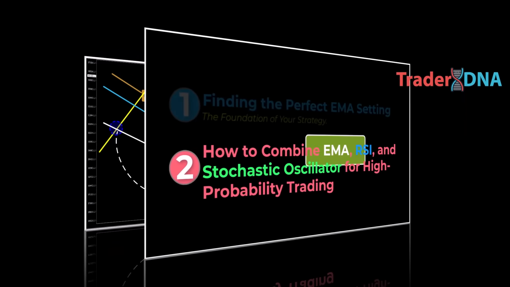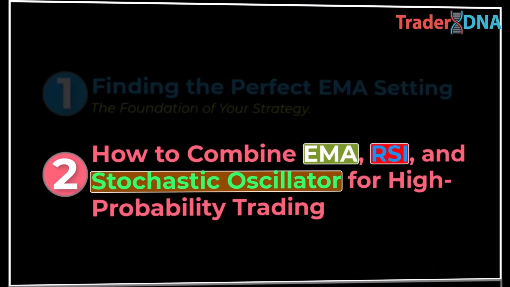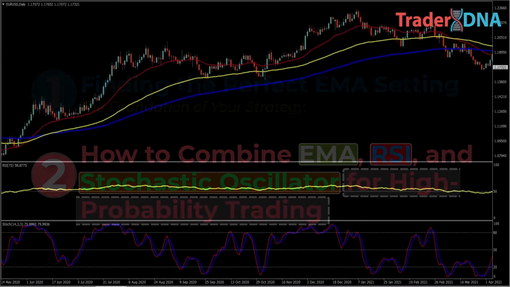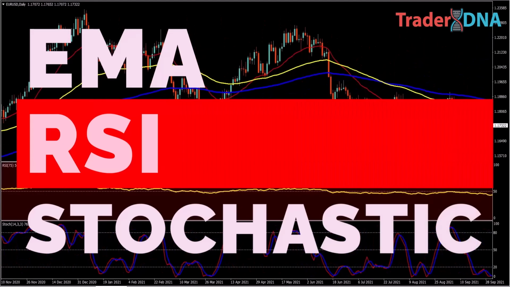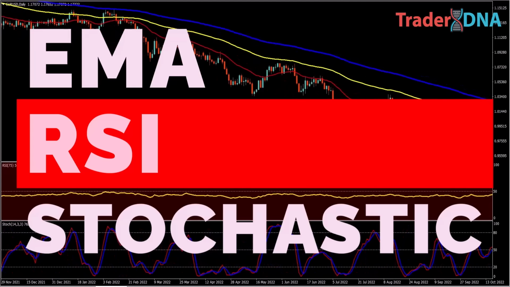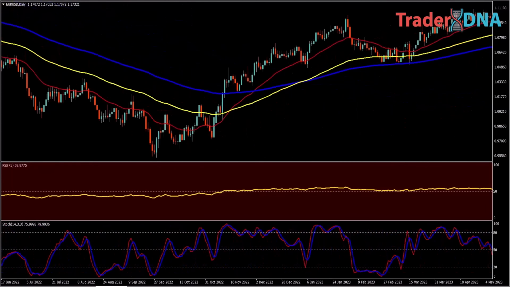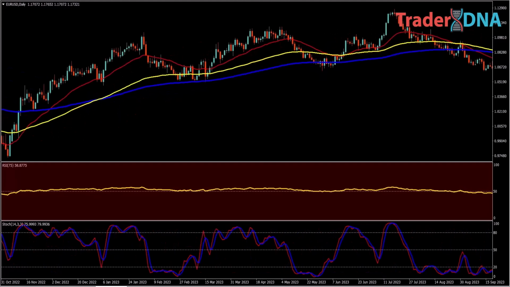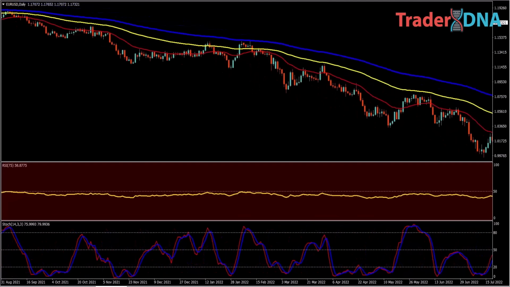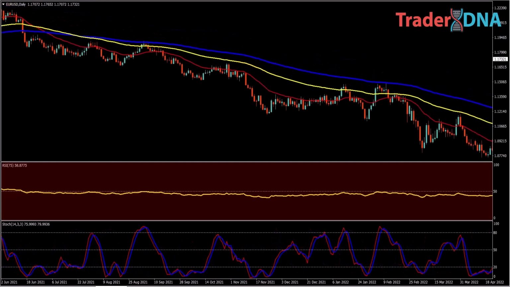How to combine EMA, RSI, and stochastic oscillator for high probability trading. Alright guys, now we're turning up the heat and getting into something seriously epic. The EMA plus RSI plus stochastic oscillator combo. This setup, it's like the Avengers of trading indicators. Each one is powerful on its own, but together they form a strategy so sharp, so precise, it can literally transform the way you trade.